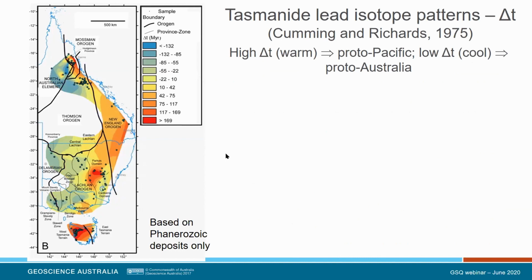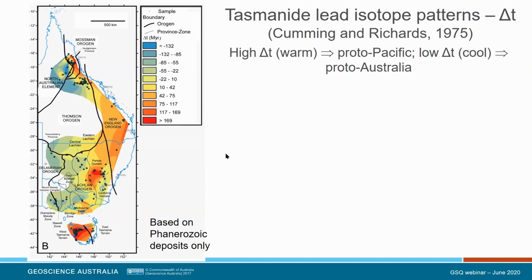So now we'll move on to something different, and we'll look at the delta T, which is, as you recall, the difference between mineralization age and model age. So it's telling you about different lead sources. And again, the high delta T is warm, and the low delta T is cool. And we can actually relate these to different tectonic elements within the convergent margin system that has happened since the Cambrian in Australia.